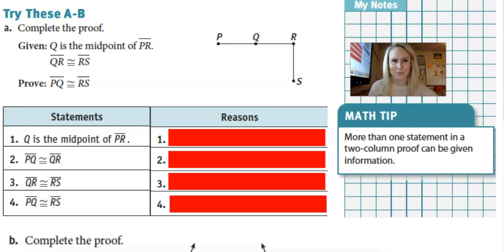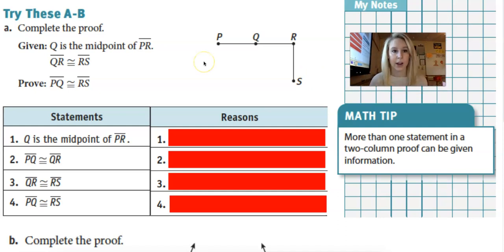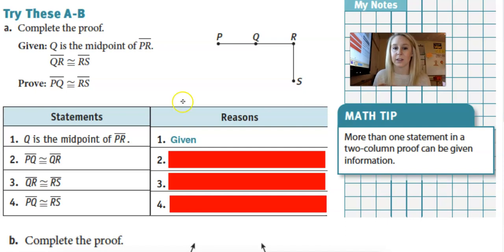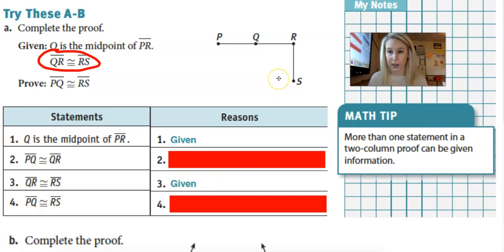Press pause. All right, so given part A, it says Q is the midpoint of PR. So boom, Q is the midpoint of PR. That is going to be a given. They gave it to us. So now, real quick, I'm going to do number 1, but notice I have another given. QR is congruent to RS, which is part 3. Okay, so the first thing that I do is I go ahead and mark all my givens. All right, so then I really only have to figure out 2 problems on my own.